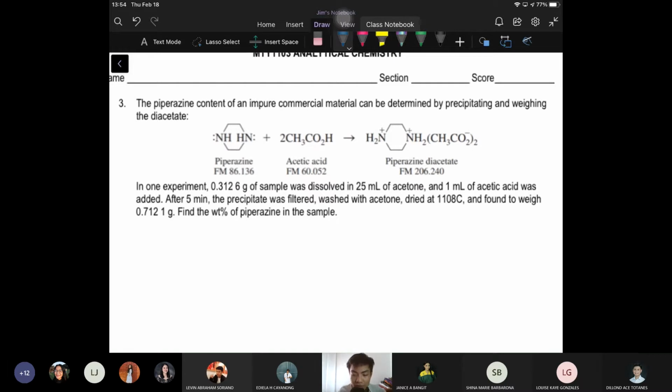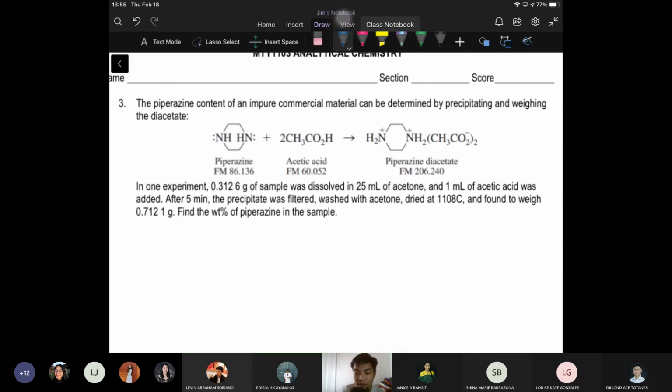So, gagabayan ko kayo. So, we have this molecule here, okay? Piperazine. So, in one experiment, 0.3126 gram of the sample, ito yung piperazine, was dissolved in 25 ml acetone and 1 ml acetic acid, no? After 5 minutes, the precipitate was filtered, washed with acetone, and dried at 108 degrees Celsius and found to weigh 0.7121 grams. No? So, gagabayan ko kayo kung ano meaning ng numbers niyan.